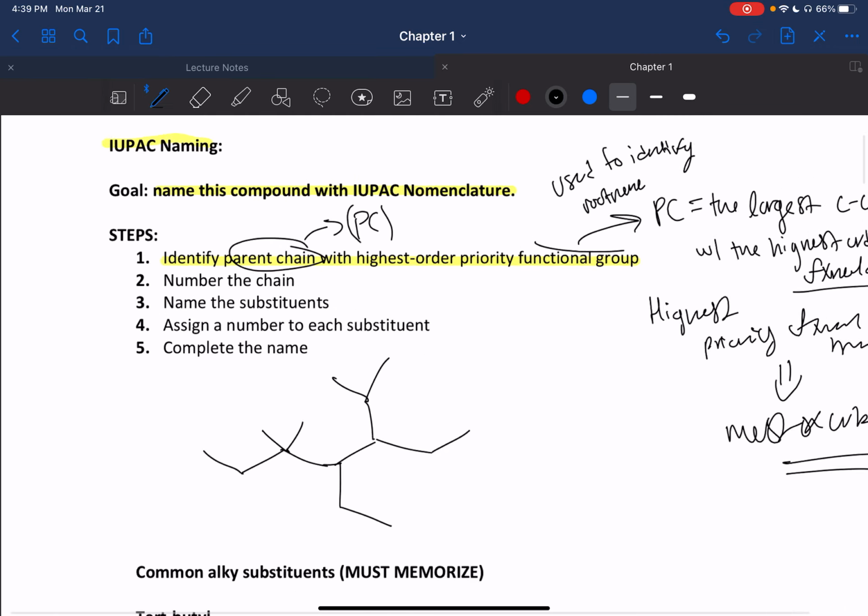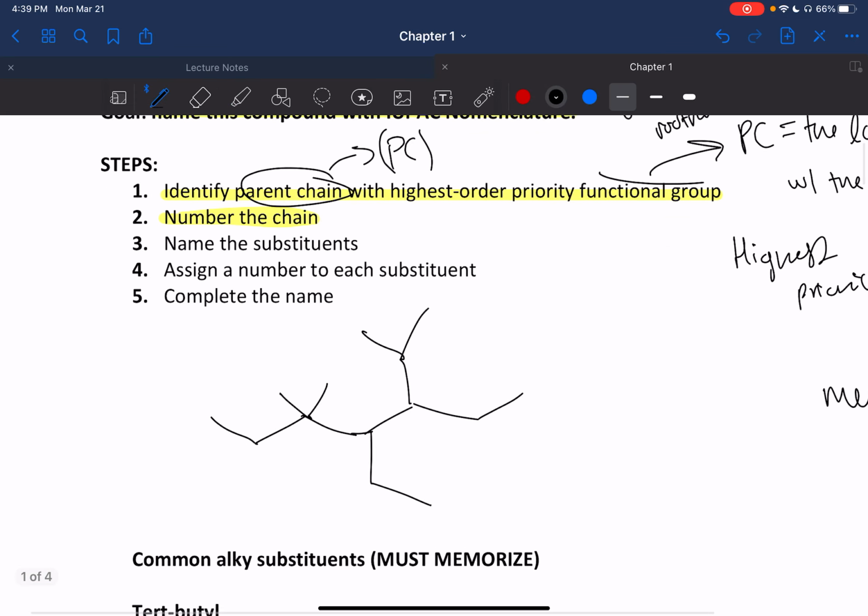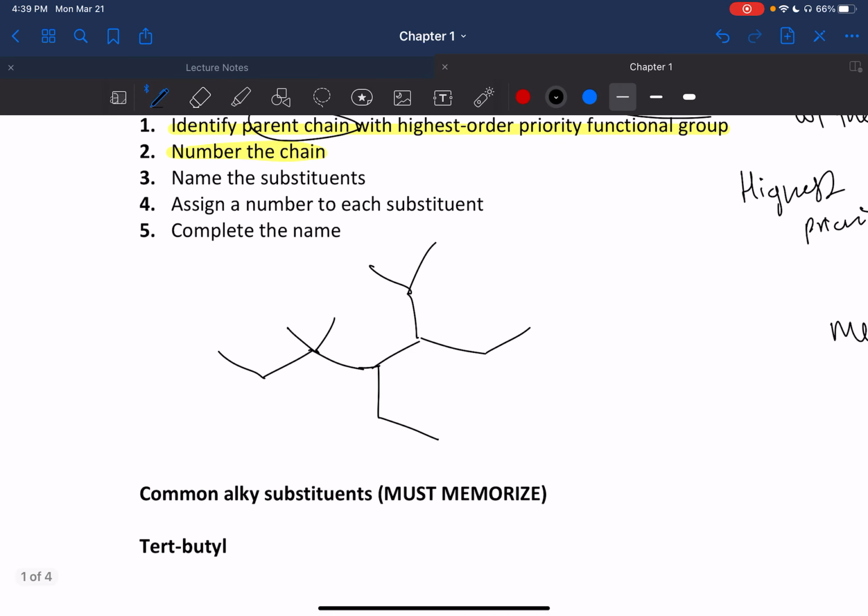All right, so number two, we need to number the chain. Carbon 1 is the one that is closest to the highest priority functional group. Clearly here we don't have anything that's connected to an O, any heteroatoms. We have no double bonds, no triple bonds, no alkynes, no alkenes. We have a straight chain alkane. The most oxidized carbon is higher. We already talked about that. So let's start counting this.